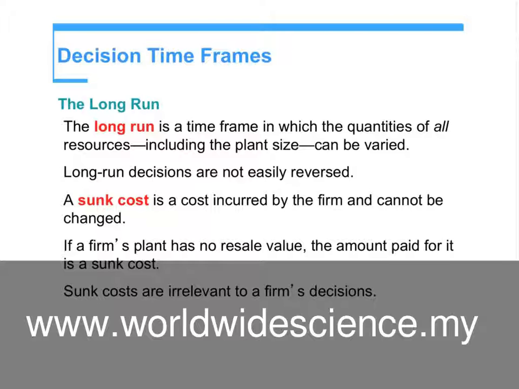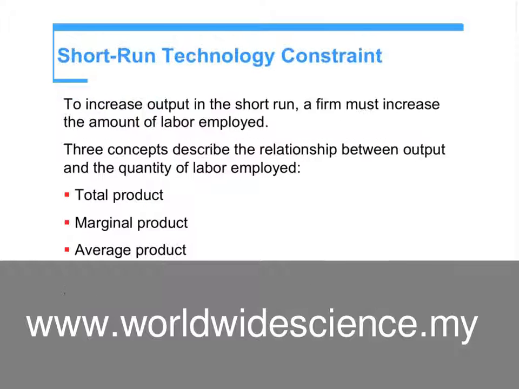Short run technology constraint. To increase output in the short run, a firm must increase the amount of labor employed. So one of the ways to increase the output in the short run is to increase the labor. Three concepts describe the relationship between output and quantity of labor employed: total product, marginal product, and average product. So when we increase the labor employed, we actually make changes in total product, marginal product, and average product.